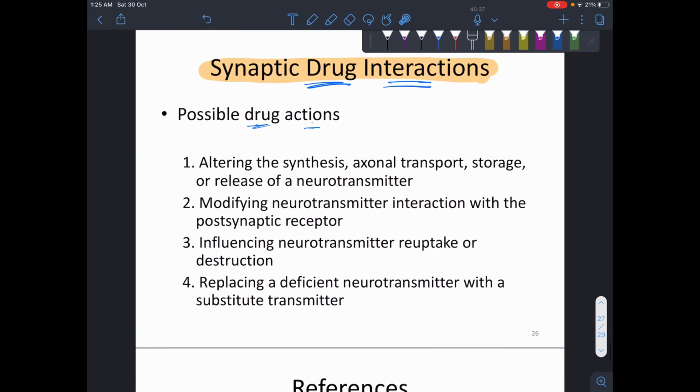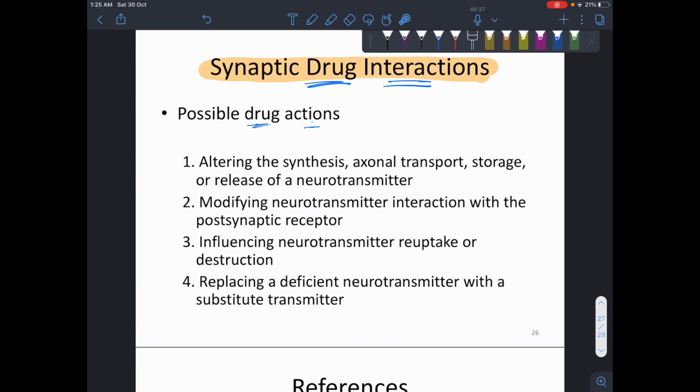Synaptic drug interaction, this is very important. So احنا من كل هذا نكتشف انه هذه المعلومات مهمة. ليش؟ عشان نقدر نأثر على synthesis, axonal transportation and storage and release of neurotransmitters. So أنا كيف أستفيد من هذه المعلومات؟ إنه ممكن أثر على neurotransmitters, increase it, decrease it. We modify the neurotransmitter interactions with the postsynaptic receptor.